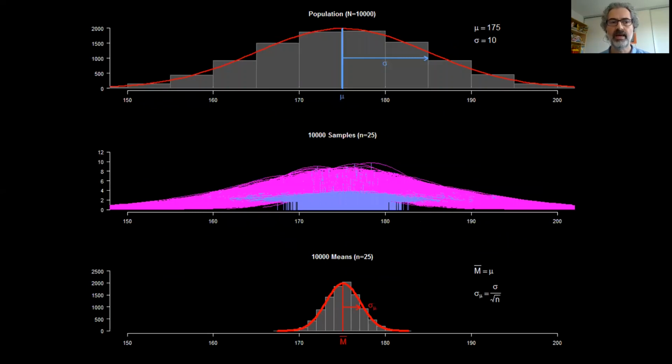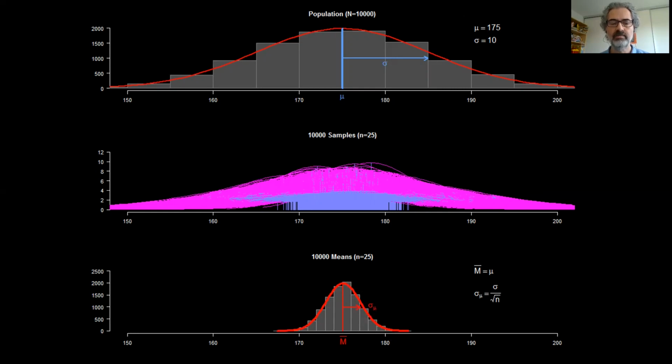That was the case where we had a population with a population mean of 175 and a standard deviation of 10. And this was a hypothetical population with measured heights, so people's heights in centimeters. And by repeatedly sampling from this population, we came up with a bunch of samples with different sample distributions, and then we calculated their means, and this was the distribution of the means of the different samples.